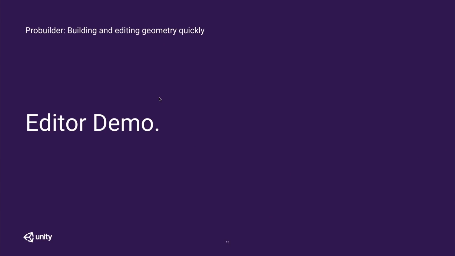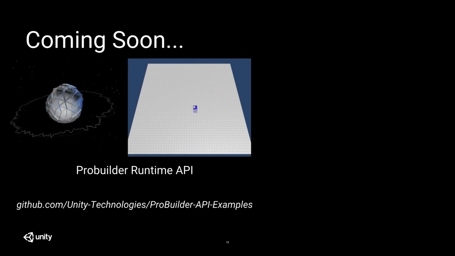All right, so that was a little bit about the editor demo specifically, and now I want to talk about what's coming soon, what's happening in ProBuilder for Unity 2018.3. So one of the first things that's being released is a runtime API for ProBuilder. And what this allows you to do is within Unity at runtime, you get access to much more kind of easier to use and understand data from meshes.